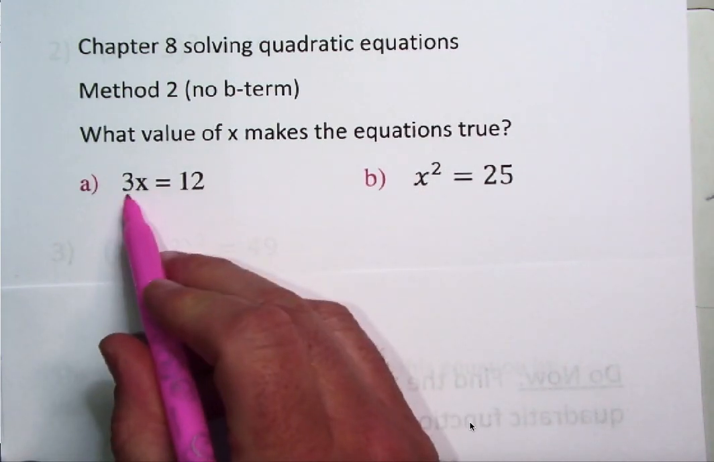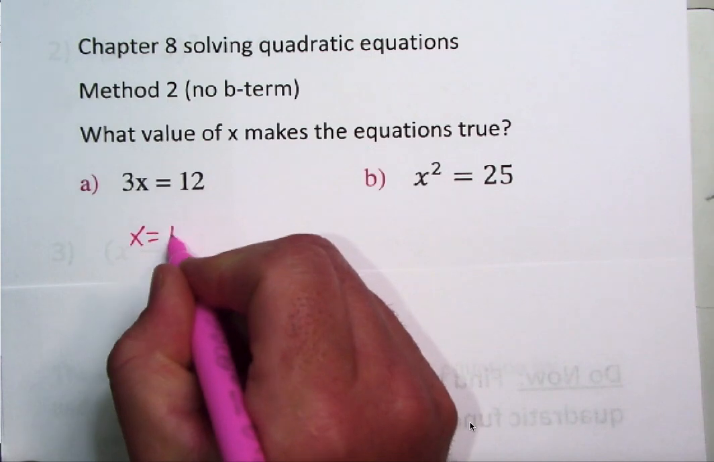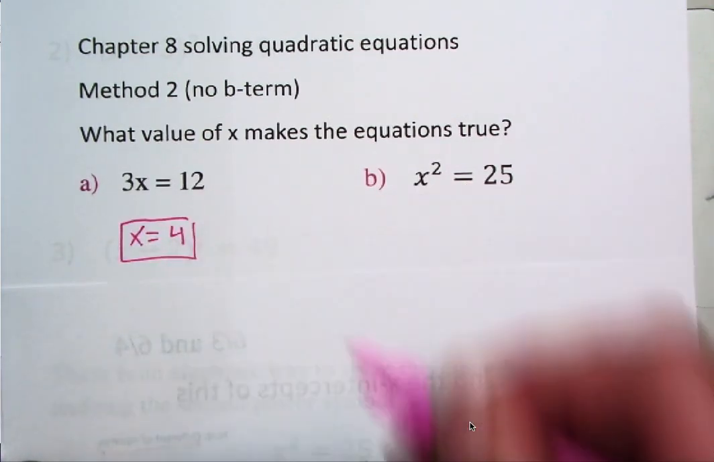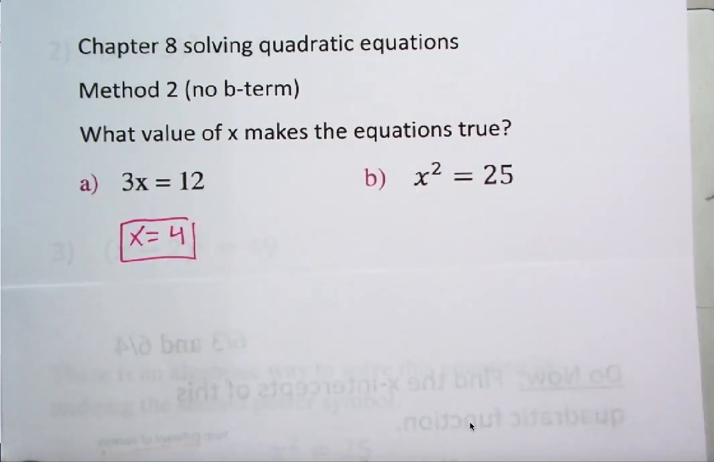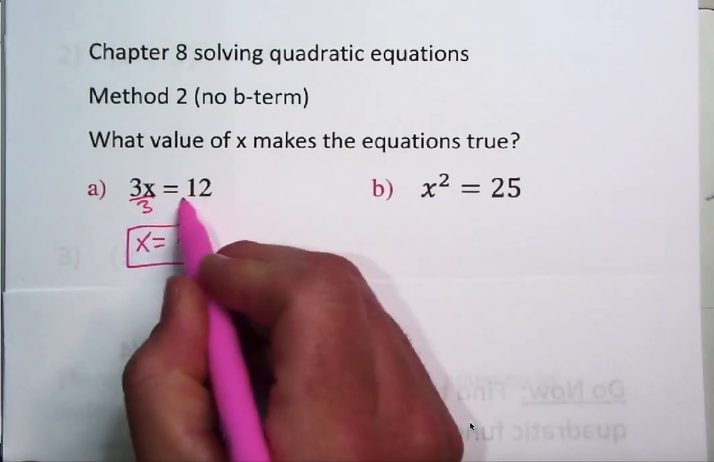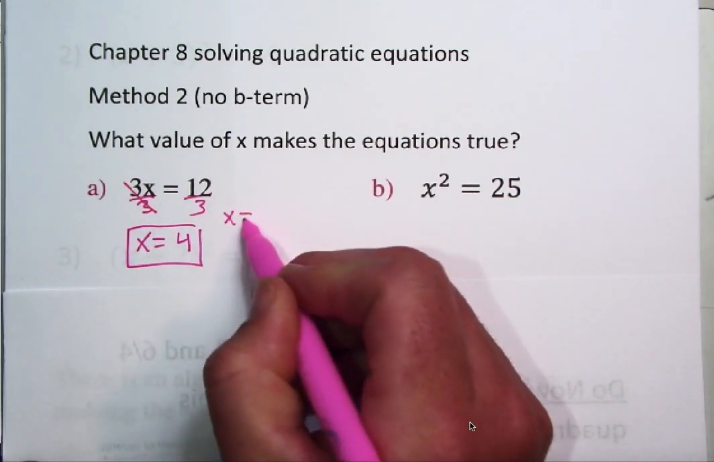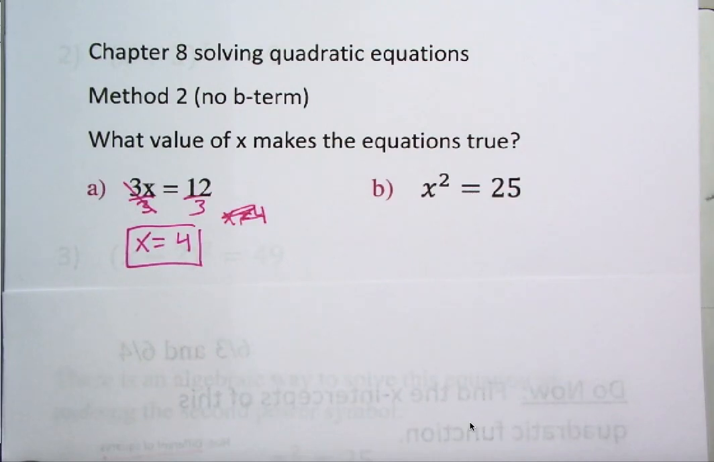Okay. We need to know 3 times what equals 12, and without doing really any work, we can find that x equals 4. 3 times 4 is 12. If we wanted to do it algebraically, we might divide both sides by 3, and you get x equals 4. So either way, we get x equals 4.